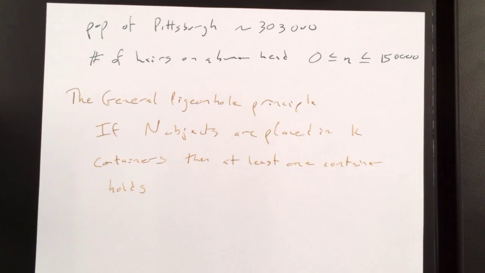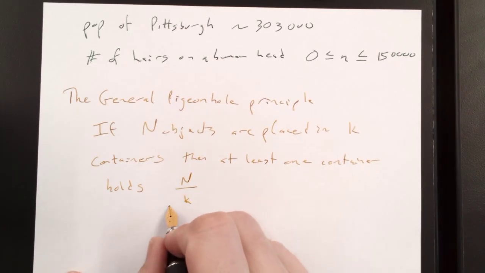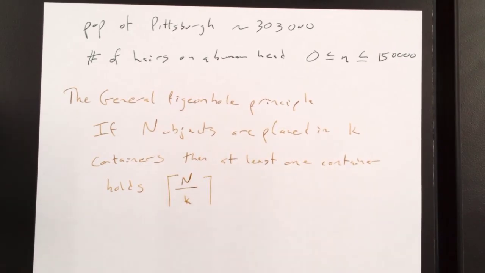All right, wait a minute. I have N objects. I've got K containers. Let me try and divide them as equally as possible to start with. So I'm going to take and divide N by K. But if that's not an equal number, I'll round it up by at least 1. So I'll use my ceiling function.